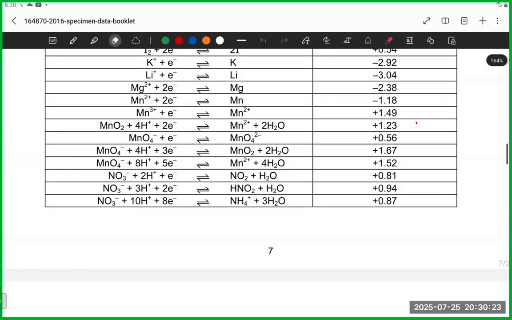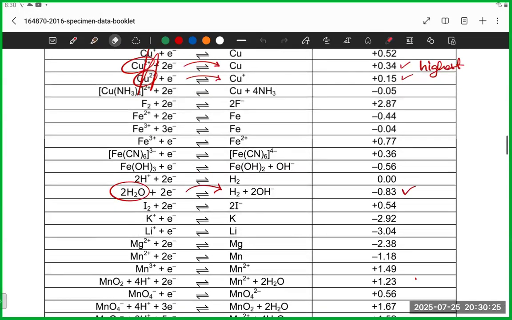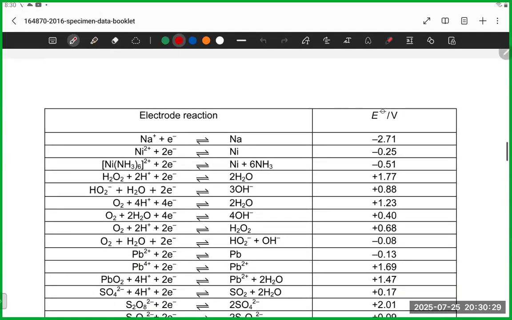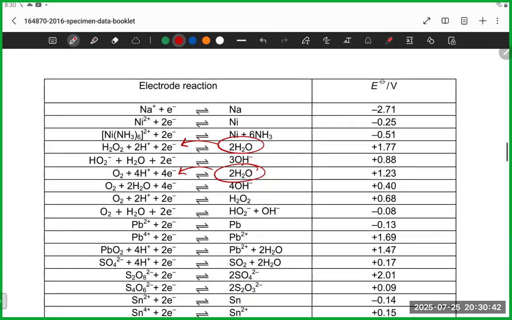So here's the data booklet. I said two equations for water losing electrons, which I found over here. This is one where water is losing electrons backward. Here's another one, water losing electrons backward, right? So I've got two equations of water losing electrons, and there's another equation for sulfate losing electrons, which is over here.